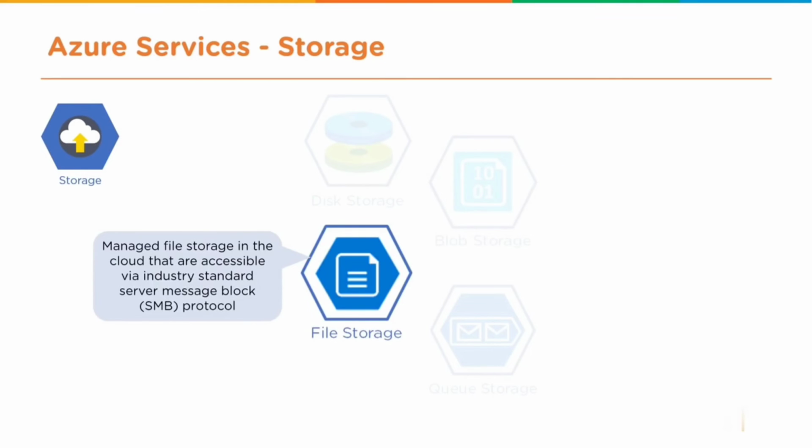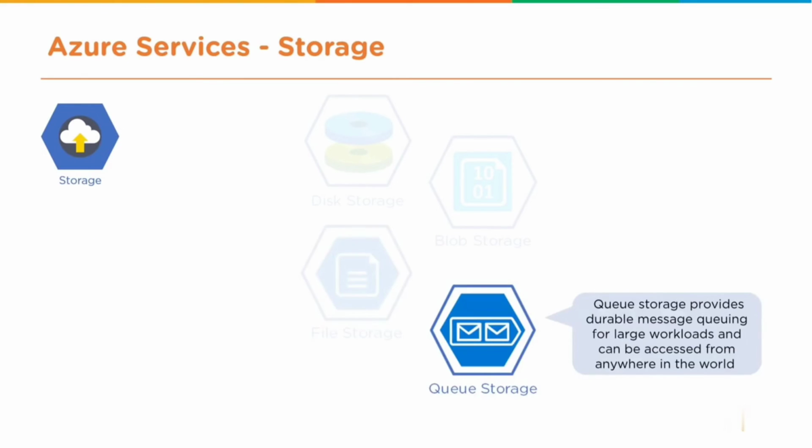Next, we have file storage, which is managed file storage and can be accessed via the SMB protocol, or the Server Message Block protocol. And finally, you have queue storage. With queue storage, you can provide durable message queuing for an extremely large workload. The most important part is that this can be accessed from anywhere in the world.